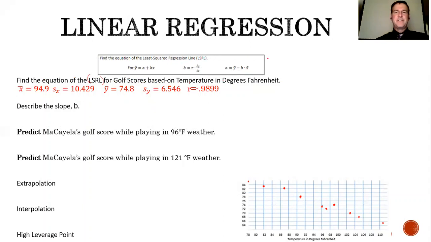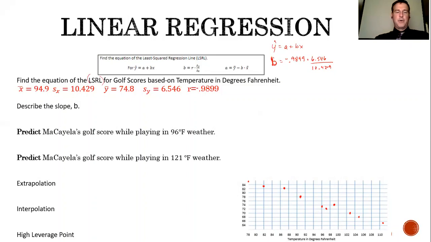Okay, so very simple. I know it takes this form. I'm going to write it on top. y hat equals a plus bx. And I'm going to find b first. There's my b, is equal to r, negative 0.9899 times, and let's see, I have s of y, which is 6.546, all over the standard deviation of x, which is 10.429.